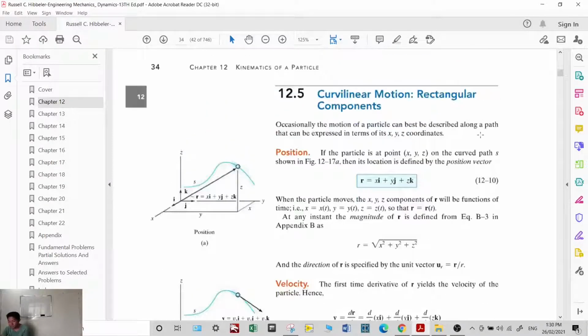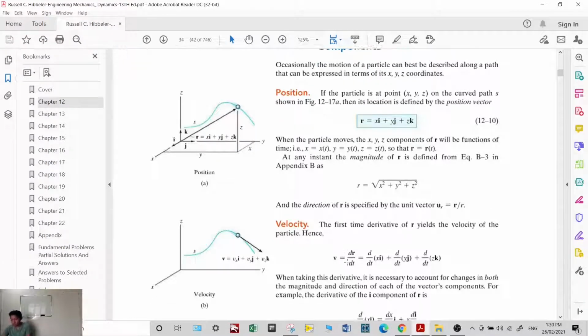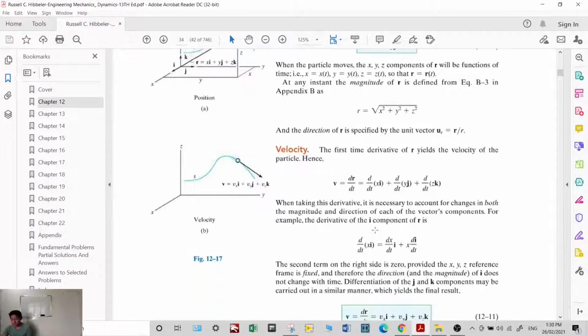Okay, so that is how you define the position. Na kay position, every point diri na ang corresponding position vector diri. Now if you get the derivative of that position, you will get the velocity. This one. Okay.